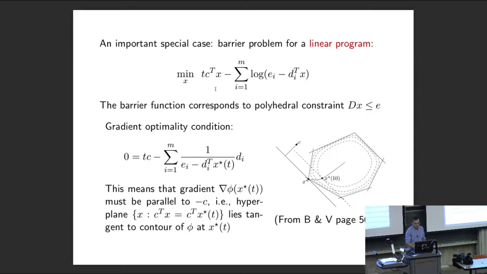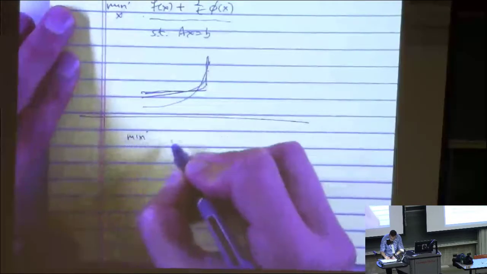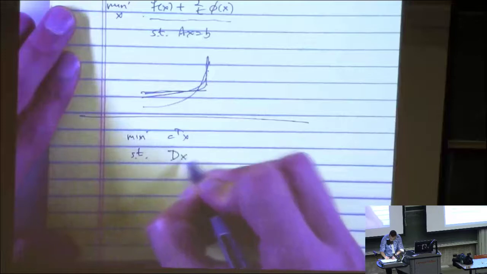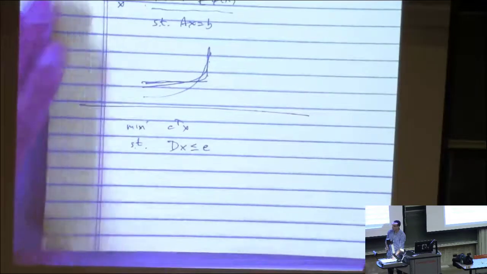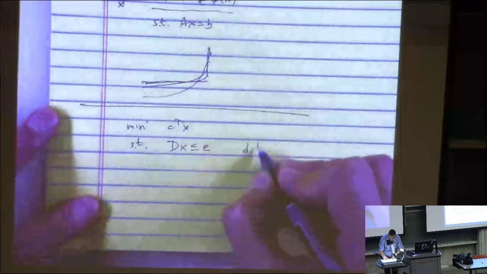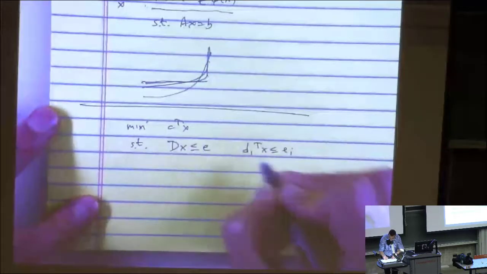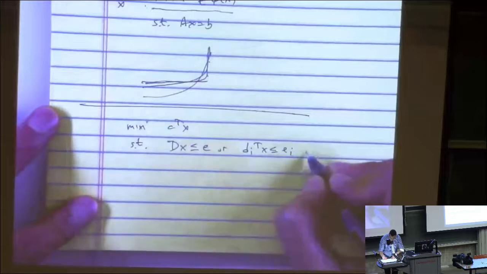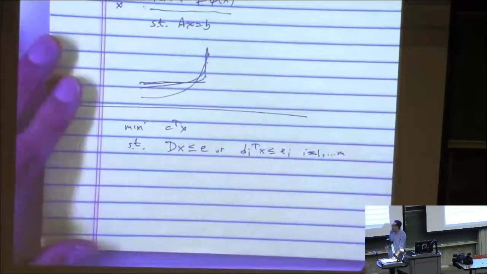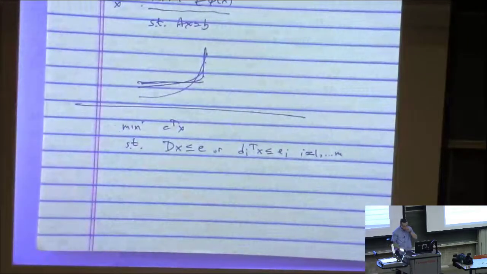So let's suppose I had a linear program of the form minimize c transpose x, subject to Dx less than or equal to some vector e, which I can also write as d_i transpose x less than or equal to e_i for i equals 1 to m.